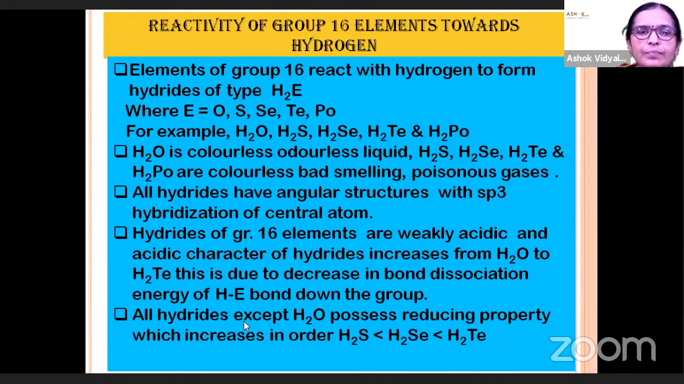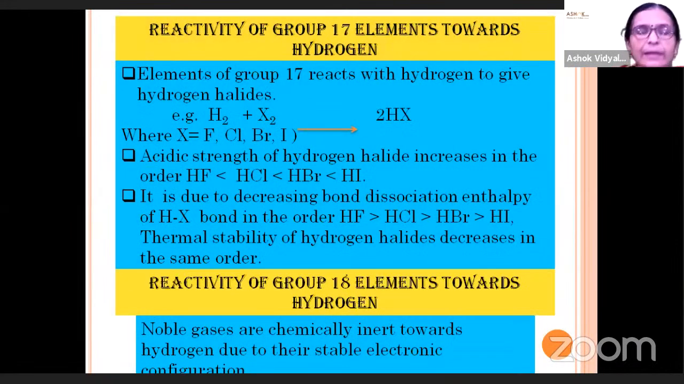All the hydrides of this group except H2O possess reducing property, and this reducing property increases in order. H2S has less reducing character than H2Se, and H2Se has less reducing property as compared to the hydride of tellurium, that is H2Te. Then we'll move to the next slide.